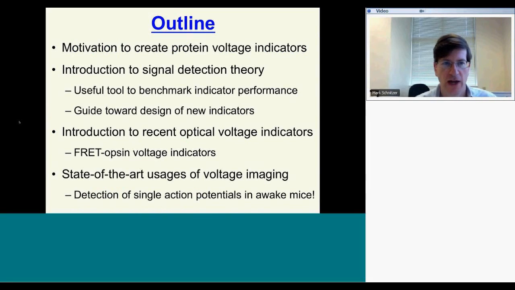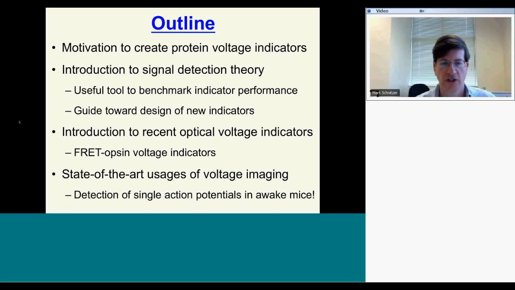So here's an outline of what I'll be discussing today. To start, I'm going to review the motivation that neuroscientists have for creating genetically encoded voltage indicators, fluorescent indicators. I'm then going to spend a little bit of time reviewing concepts from signal detection theory. These concepts will provide useful tools that are going to allow us to benchmark and compare the performance of different optical indicators. And this is an important pursuit because we need to have means of evaluating indicators in a standardized way across different optical microscopes and different experimental preparations. We need to have meaningful ways of comparing indicators across different situations. In addition to the capabilities for benchmarking indicators, signal detection theory is going to provide some useful guides toward the design of new voltage indicators.